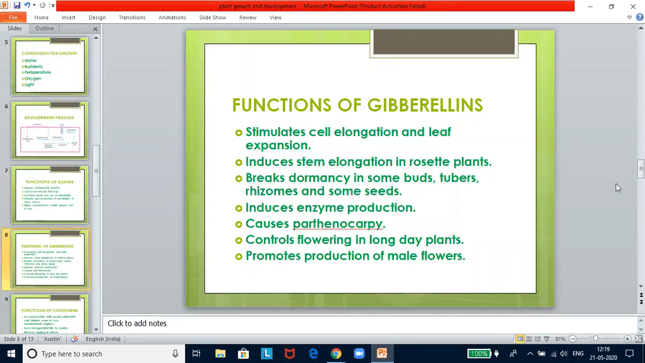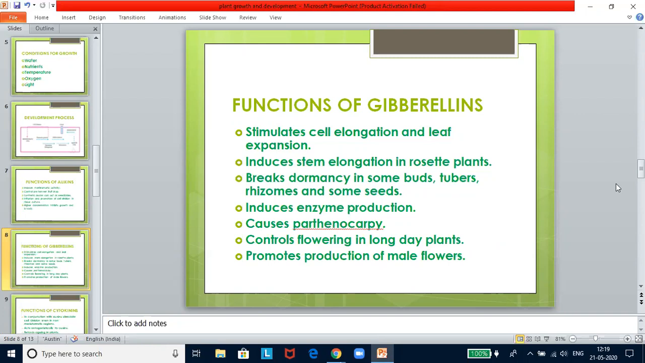Gibberellins stimulate stem elongation and leaf expansion but have no effects on the roots. The most striking effect of gibberellins is the elongation of genetically dwarf, that is, mutant varieties of plants such as corn and pea. Application of gibberellins to normal plants does not induce marked elongation. It is believed that certain types of dwarfness are due to gibberellin deficiency.